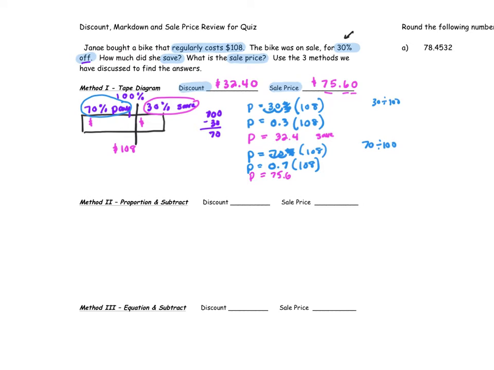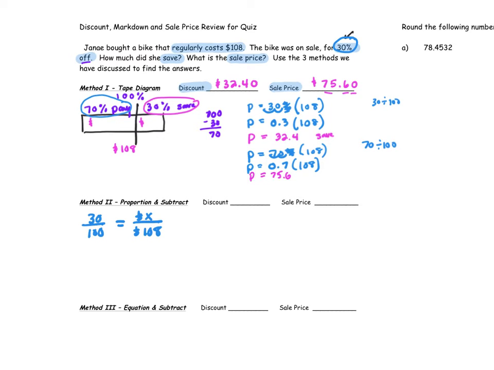So we're given this 30%. So we're going to start by writing 30 over 100. A proportion is two equal ratios. Next, we're trying to figure out the amount of money that is the discount. But we know the total cost is $108.